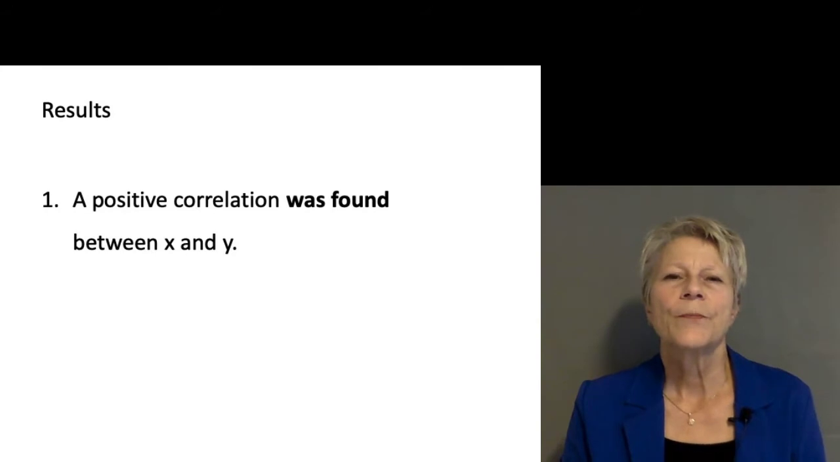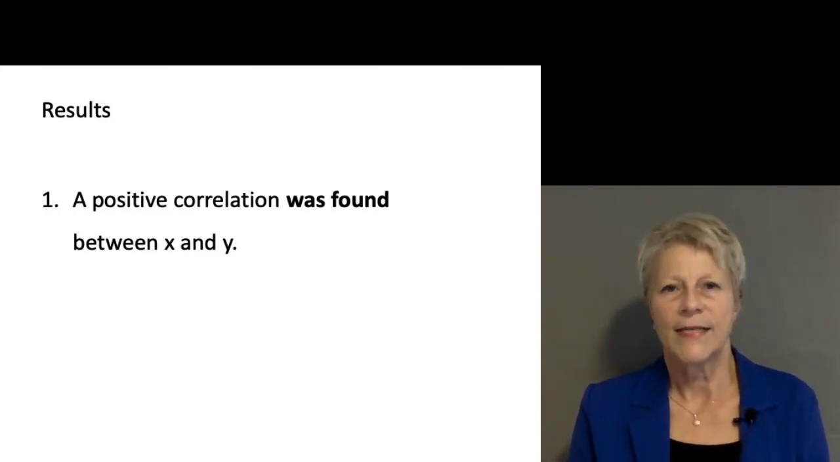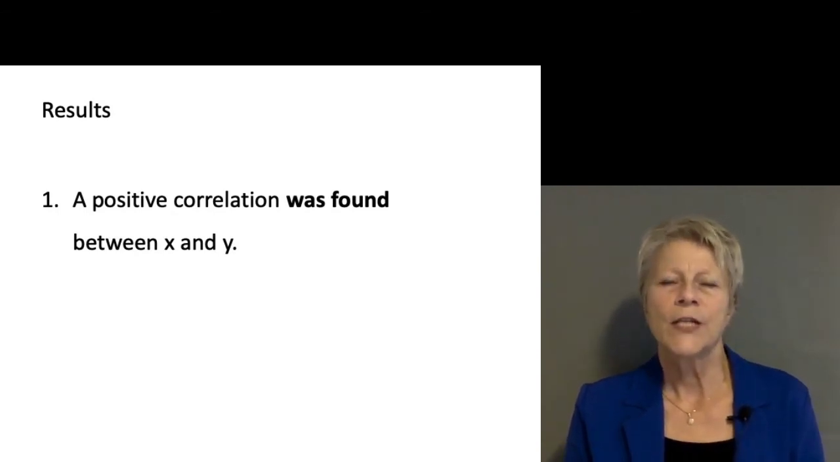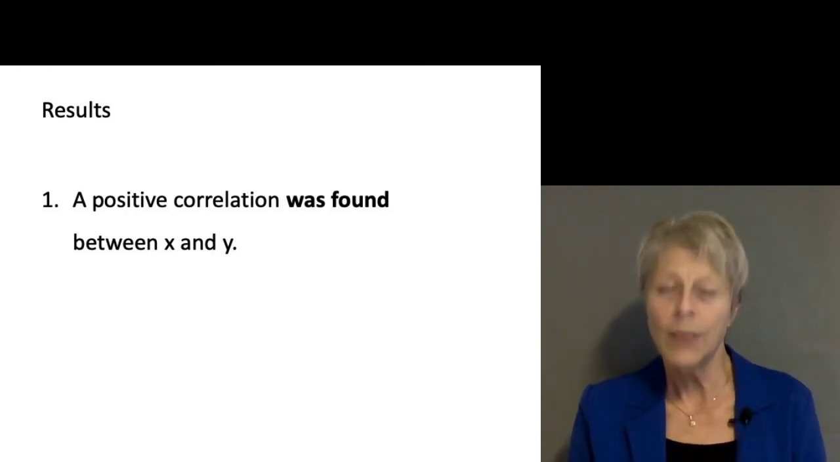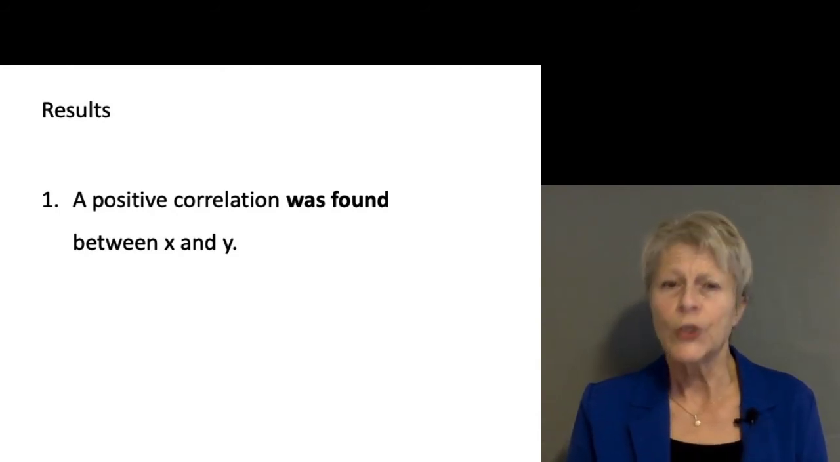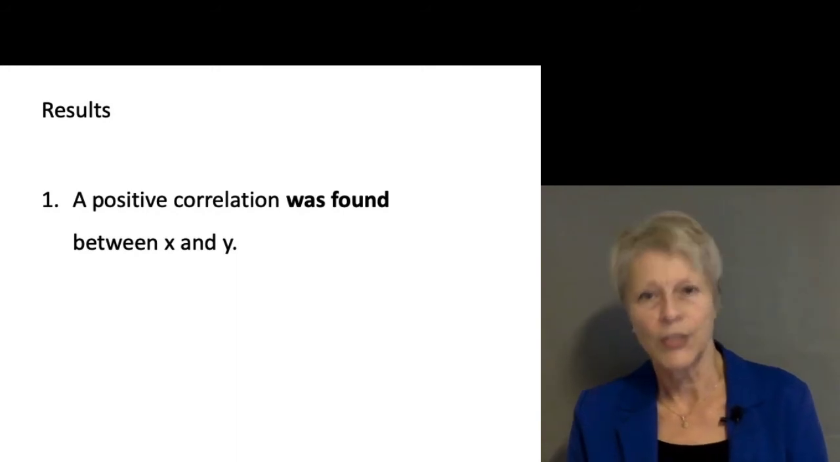The results. Likewise, lots of past simple tenses and some present tenses. 1. A positive correlation was found between X and Y. So you see here a passive construction, but a past simple. It's the passive alternative for "we found a positive correlation".